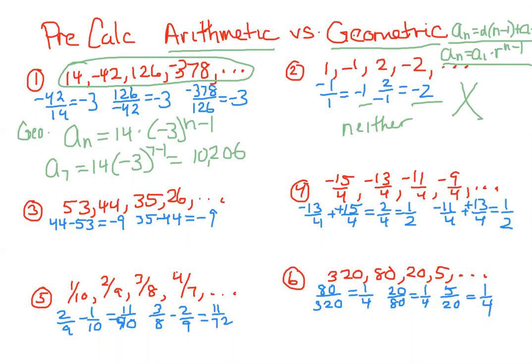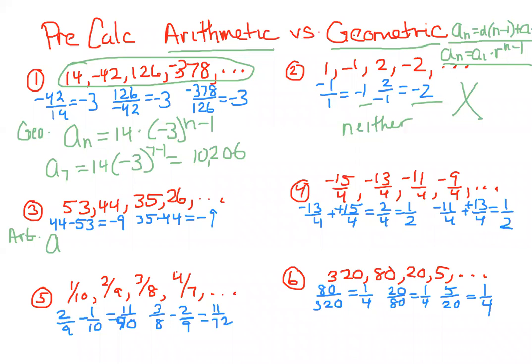Right, number 3, if you look at it, it's going down this time, but it's going much slower than, say, number 1. So I'm going to try to see if it's arithmetic. So I take 44 minus 53, negative 9. 35 minus 44, negative 9. 26 minus 35, negative 9. It's arithmetic.